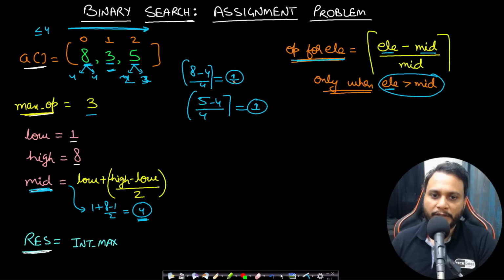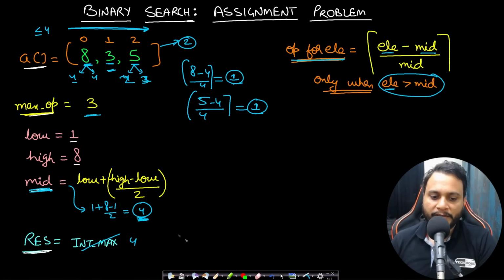In this case, the total number of operations required to make the final list, where the maximum of the list will always be less than or equal to 4, is 2 operations, and the maximum operations allowed are 3. Therefore, can we get this answer 4? Yes, this answer 4 is working for us. Therefore, I want to minimize this result, so 4 will be overwriting this integer maximum. So this is how I will do the assignment.